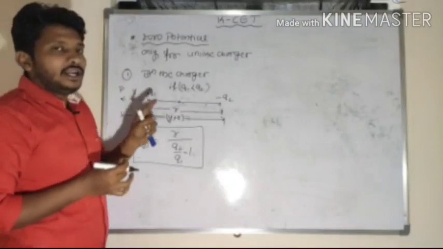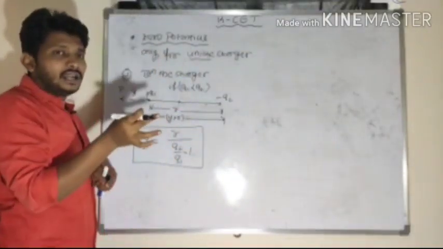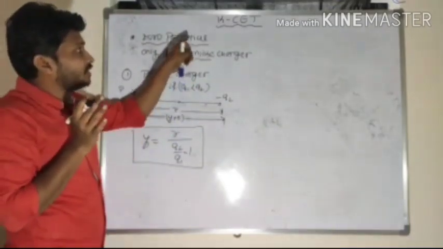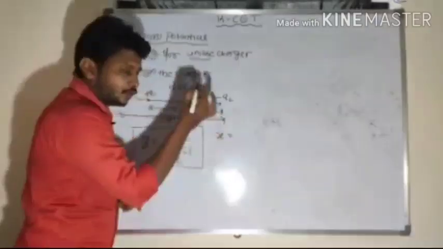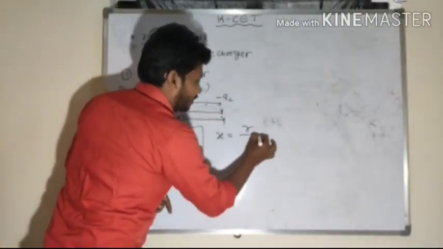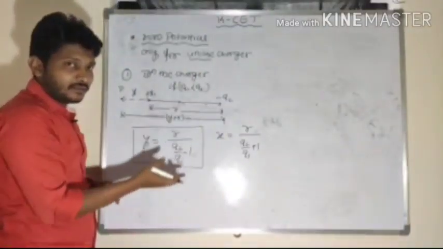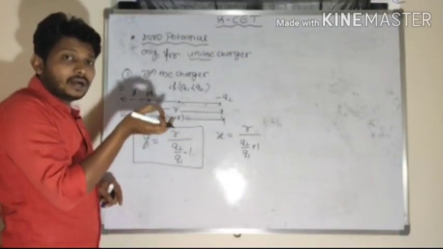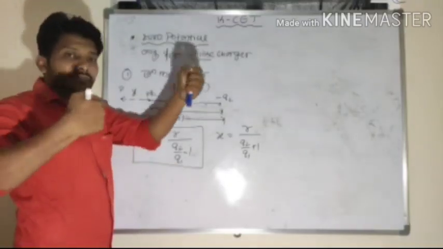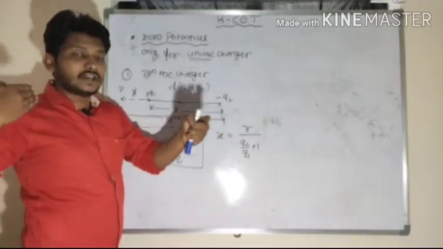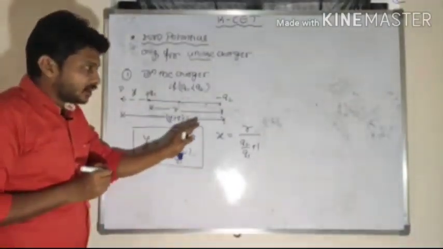So I need to find the zero potential. It exists only for unlike charges. For like charges there is no possibility of zero potential. For zero potential I have two formulas: x is equal to r divided by Q2 by Q1 plus 1, and r divided by Q2 by Q1 minus 1. When should you consider Q2 by Q1 plus 1? When the zero potential exists between the charges. If the zero potential exists outside the charges, take Q2 by Q1 minus 1. Hope you are understanding.